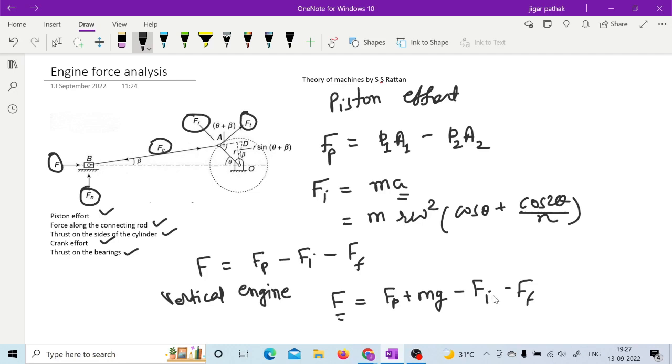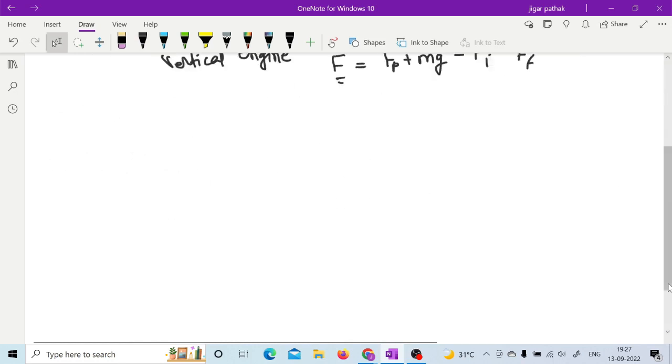Now once you are done with this piston effort, then you can think of the force along the connecting rod.